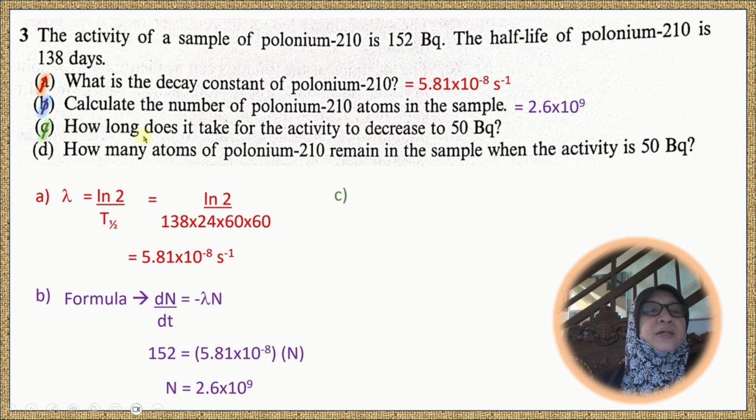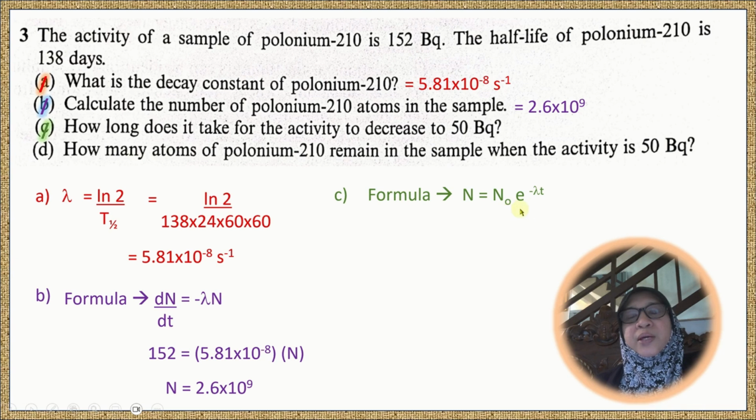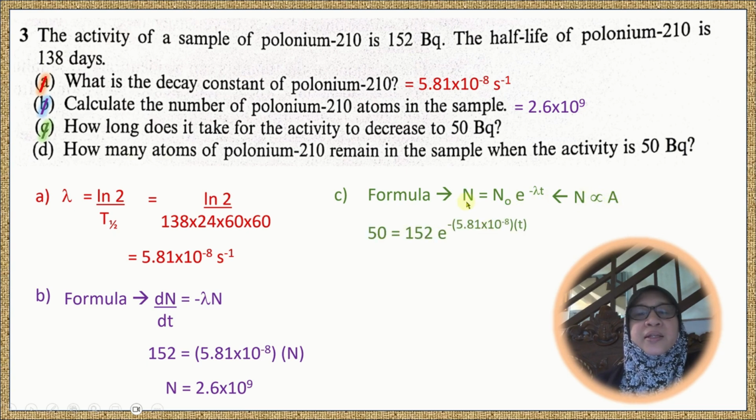Question C, how long does it take for the activity to decrease to 50 becquerel? So initial is 152 becquerel, then becomes 50 becquerel. Okay, so we use this formula, N equals N naught e to the power of negative lambda t. And we know that N can also be replaced by activity. So N is directly proportional to activity, so we can substitute N with the activity. And the initial N is the activity given here, to decrease to 50 becquerel.